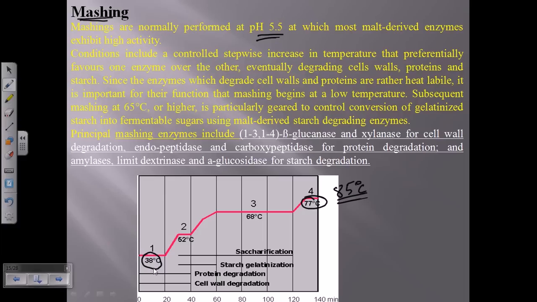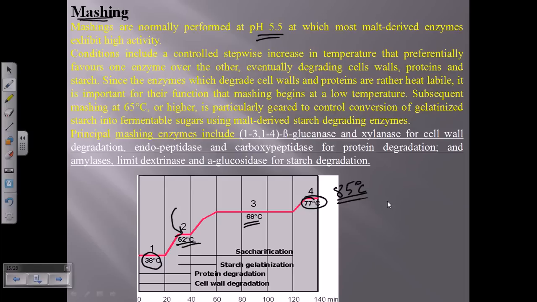Once those enzymes have done their job, we slightly increase the temperature to 52, so that the enzymes present in the malt that act properly at 52 degrees Celsius can act now. Once they have done their work, we increase it to 68, so that another round of enzymes having the optimum temperature of 68 degrees Celsius can function properly.